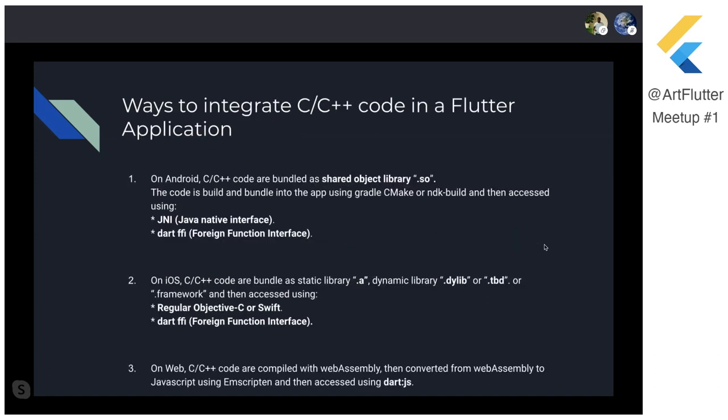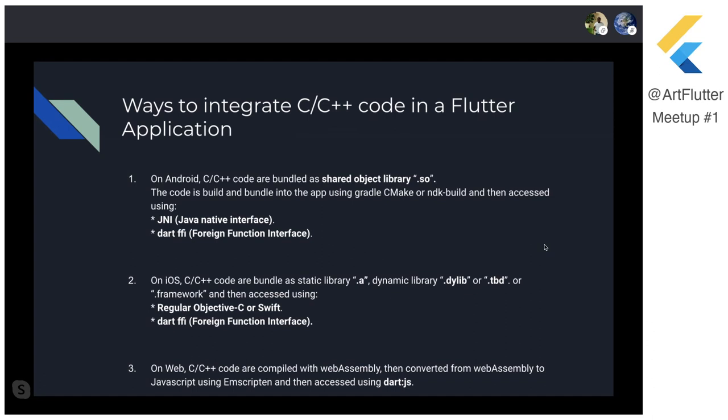Ways to implement or integrate C and C++ code in your Flutter application. On Android, you have to bundle the code as a shared object library, which is a .so file. The code has to be built and bundled into the app using Gradle CMake or ndk-build. And then you can access this library or the methods that the library provides using JNI or Dart FFI.